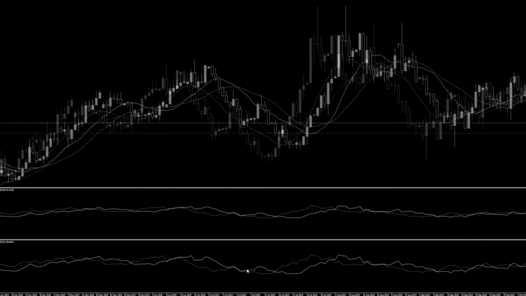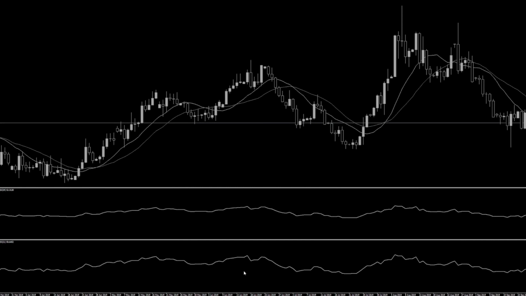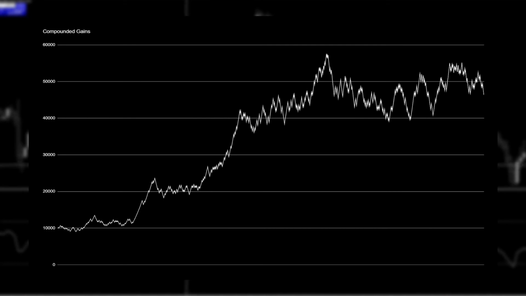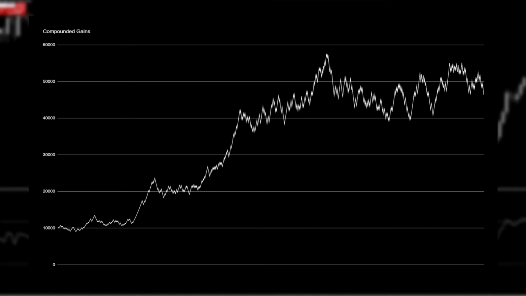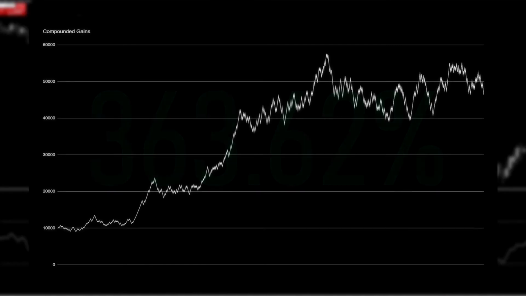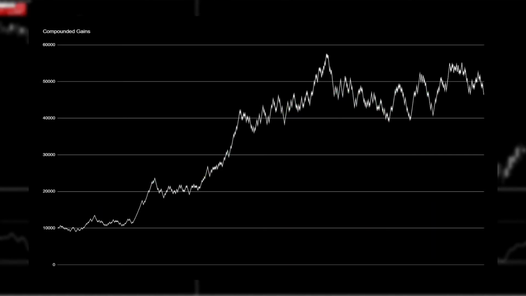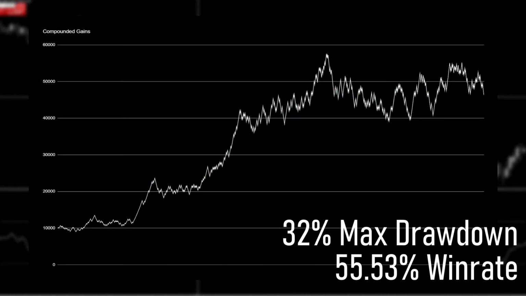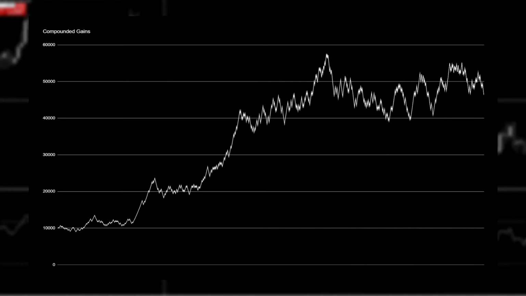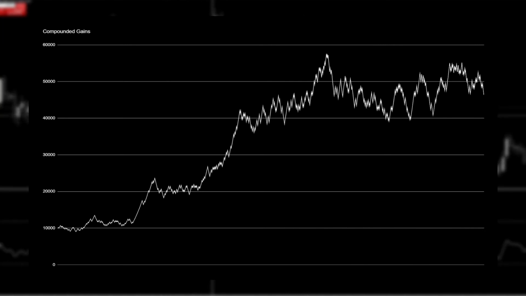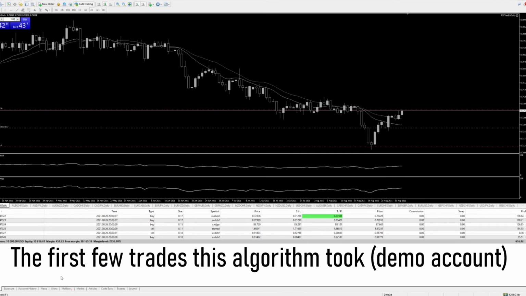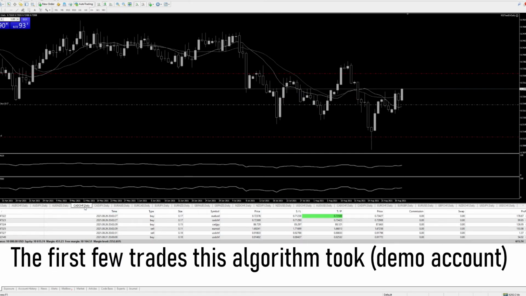Let's take a look at how this strategy performed in the last 10 years. From 2010 to the middle of 2021, the algorithm returned a stellar 363.62%. Max drawdown was 32% and win rate was 55.53%. This is absolutely phenomenal. For contrast, the S&P 500 returned about 287% since then.